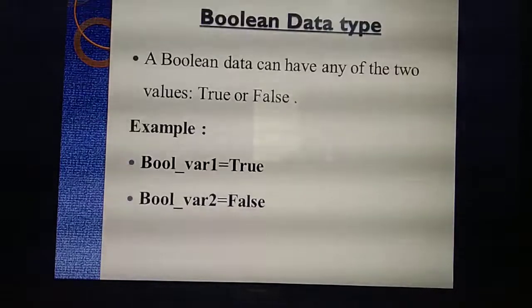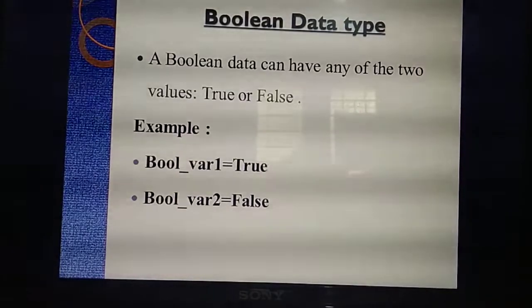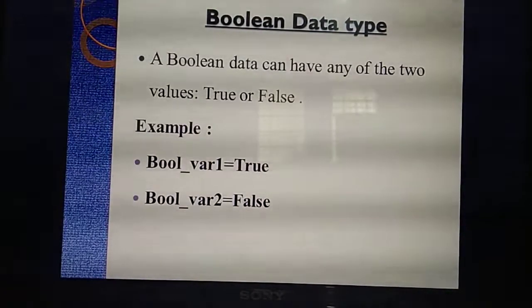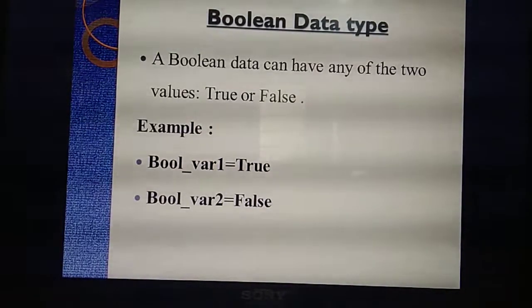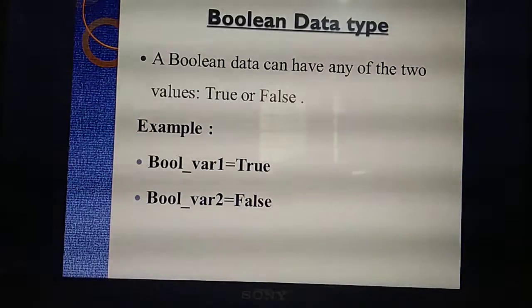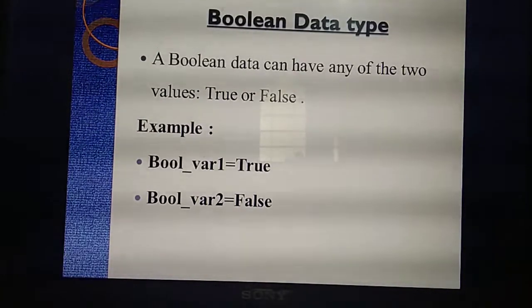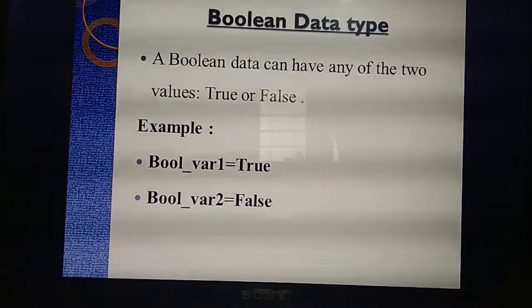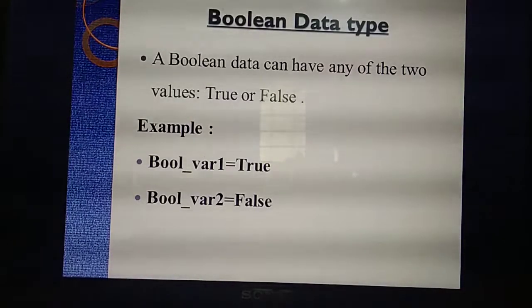Okay. Next thing, what's the next data type? The third one, Boolean data type. So already you have studied. Boolean data type always has how many values? 2. What are they? Either true or false.